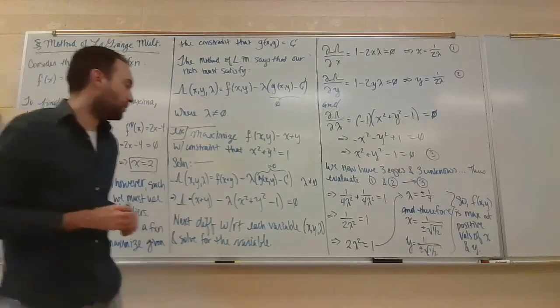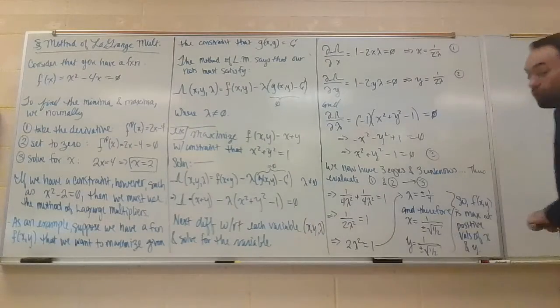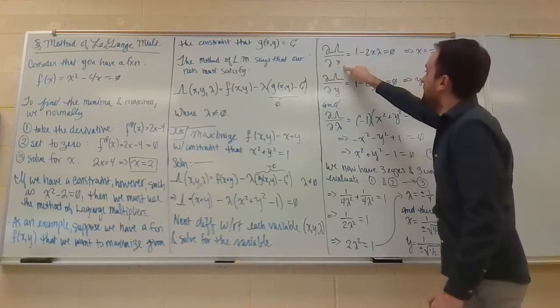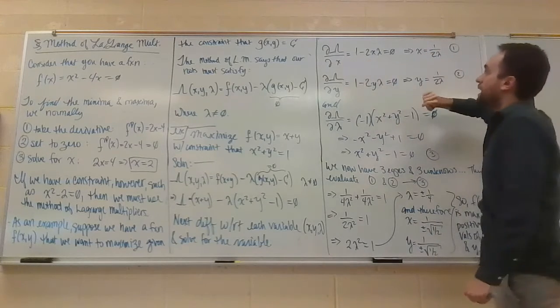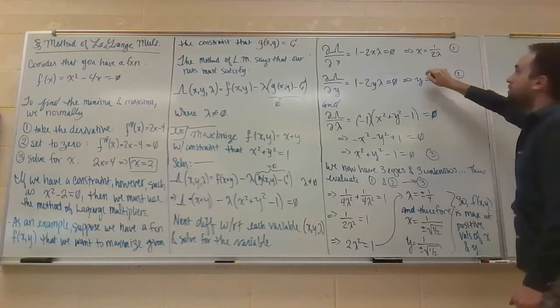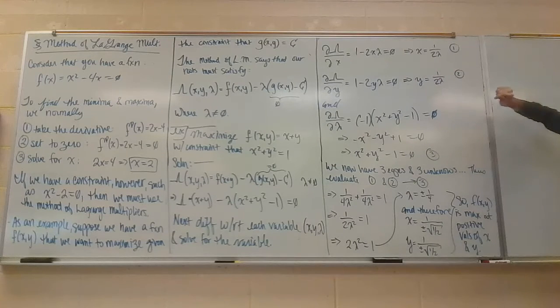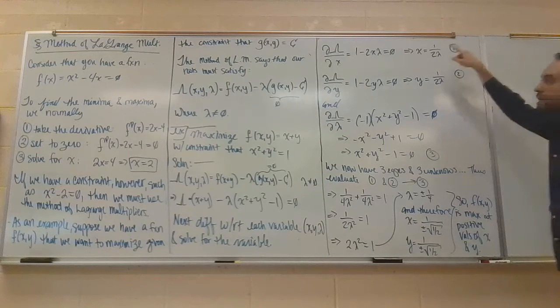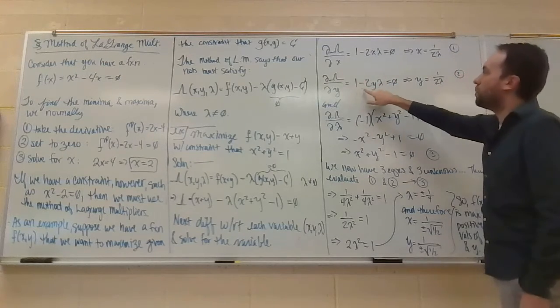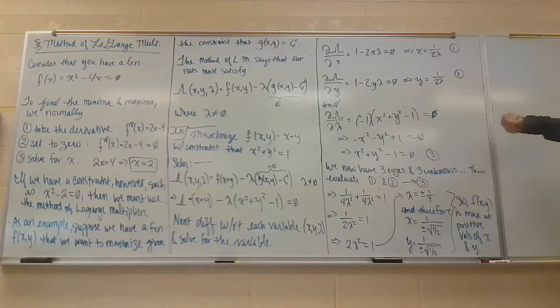Next, let's differentiate with respect to each variable and solve for the individual variable. So I'm going to take the partial derivative of my Lambda with respect to x. That will give me 1 minus 2x lambda. I'm going to set that equal to 0, and then solve for x. So x is equal to 1 over 2 lambda. That's going to be my equation 1. Then I'm going to take my partial with respect to y, and so I get 1 minus 2y lambda. I'm going to set that equal to 0 and solve for my variable, which in this case is y. So y is equal to 1 over 2 lambda. That's going to be my equation 2.